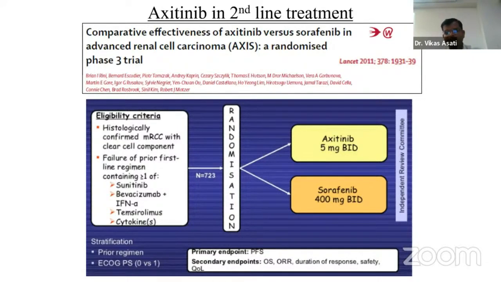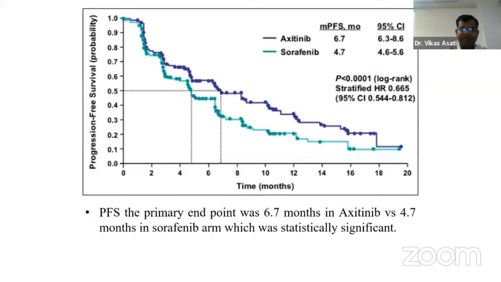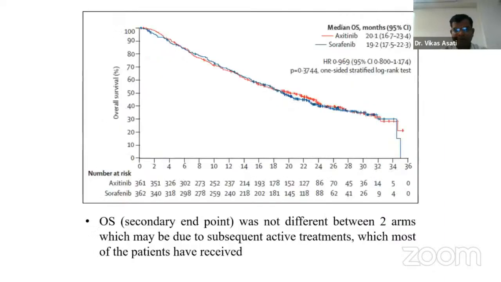Now coming to axitinib, which is again a TKI. It was studied in the AXIS trial. It was a phase 3 trial. Again, metastatic RCC patients with a clear cell component were randomized between axitinib 5 milligram BD against sorafenib 400 milligram BD, again with the primary endpoint being PFS. And here we see that the PFS was better, 6.7 months in the axitinib arm, while in the patients who received sorafenib, the median PFS was 4.7 months.